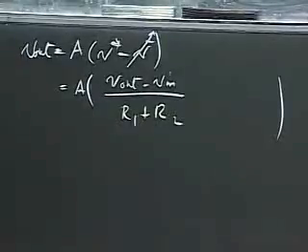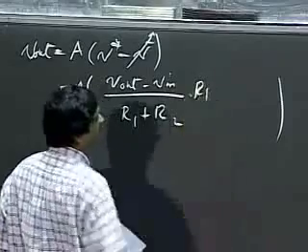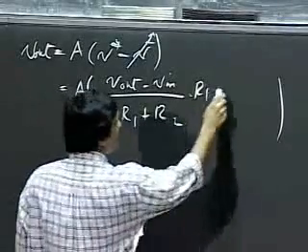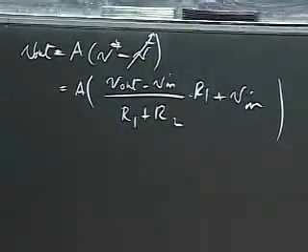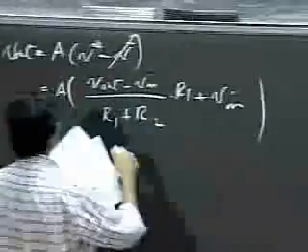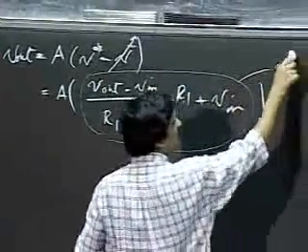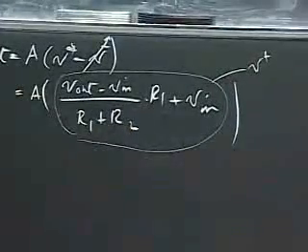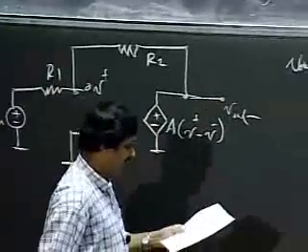That gives me the current flowing through here. That times R1 is the drop across resistor R1. And to that I add V in, and that gives me the voltage V plus. So that's V plus. That's simply V in plus the drop across the resistance R1.